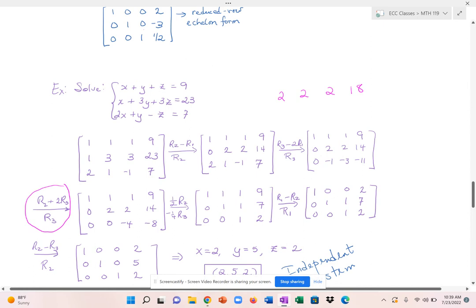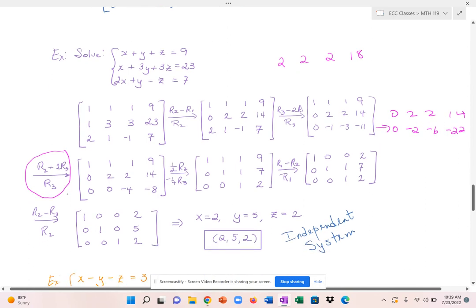So 2 times row 3 means that this will become 0, -2, -6, -22, and it's going to get added to row 2, which is 0, 2, 2, 14. Okay, so that gives me a new row 3, which is 0, 0, -4, and these two added together is where the -8 comes from. Okay, so again, it is looking better.